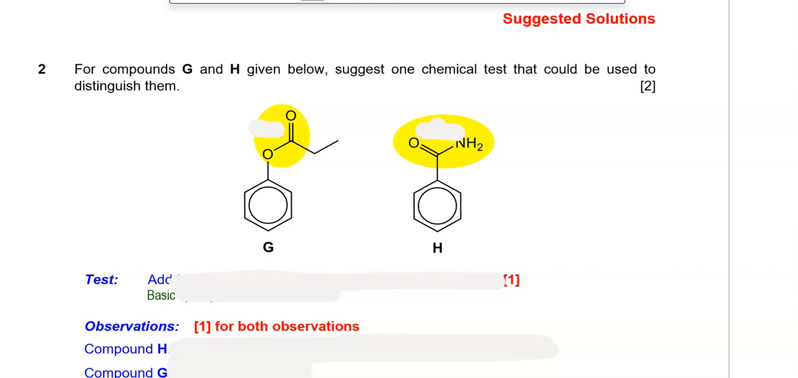Okay, for question 2 of Organic Skills Training, exercise 5, we are looking at the chemical distinguishing test question. So in this case, generally the skill involved is to identify the functional group. For compound G, we have an ester functional group as highlighted over here, and in H we have an amide functional group.